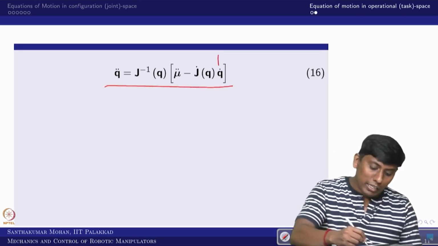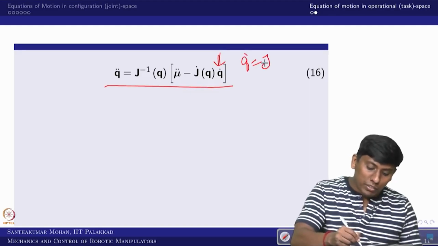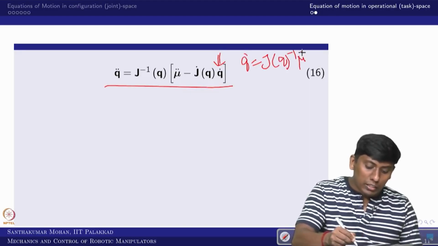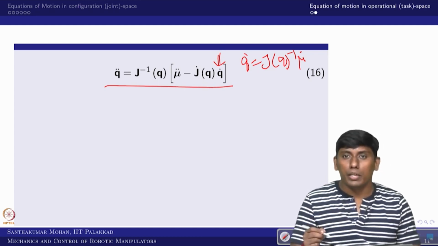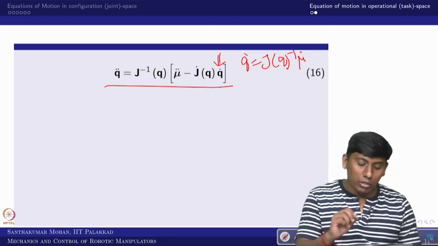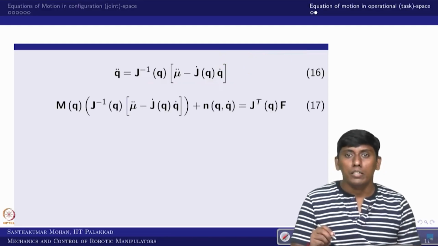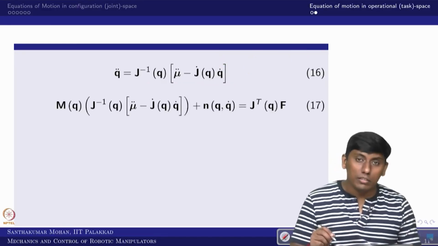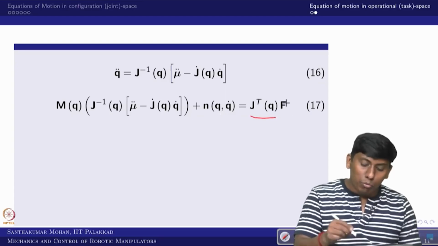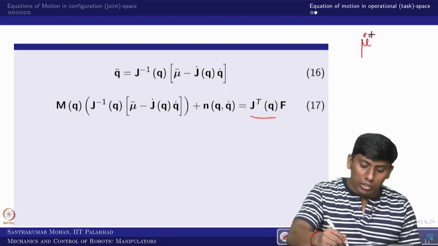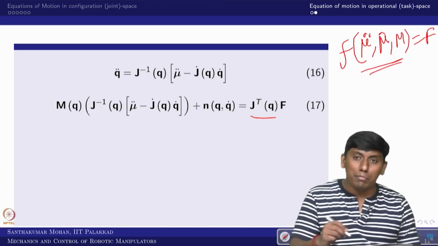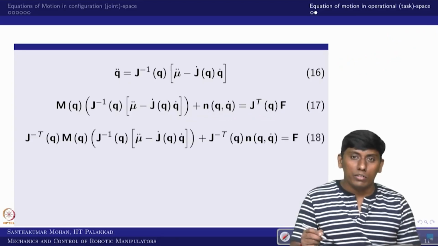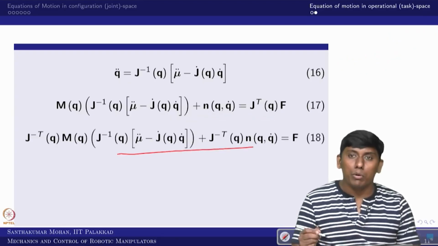In the sense, I have written the q double dot in the form of mu double dot. Even here I bring q dot as J of q inverse into mu dot. Then you can see that the q double dot is in the form of mu double dot and mu dot. Right now I want to write it in mu double dot form. So I can write this equation like this, and what I wanted is mu double dot as a function of f. So I can multiply and bring all the terms, and then you can see all of this coming into the picture.